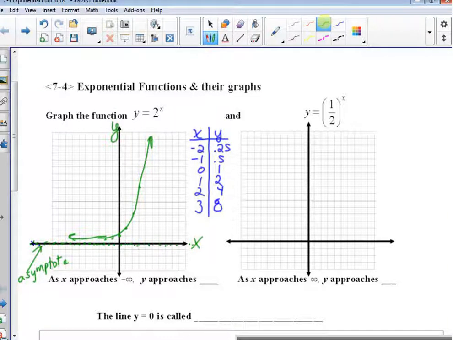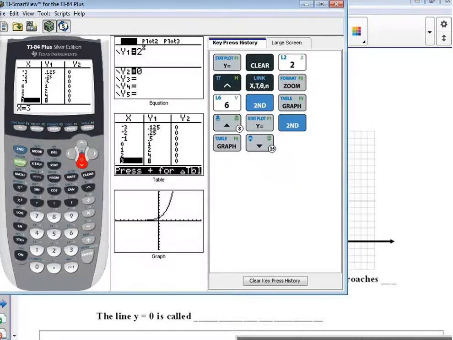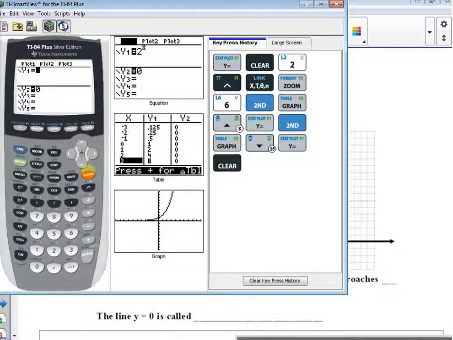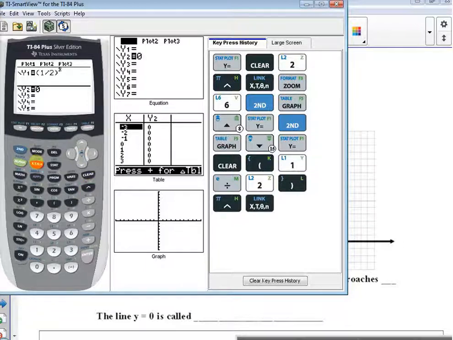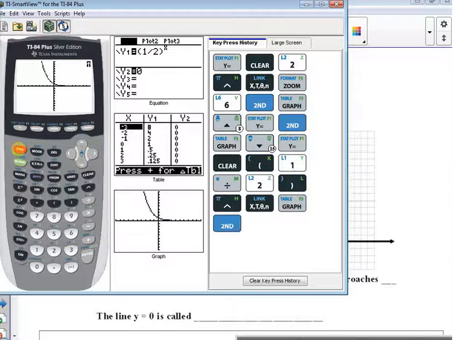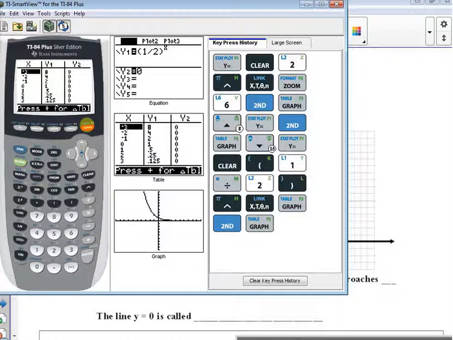On y equals 1/2 to the x, I'll go back in. Now a couple of ways to enter that in. If you're going to do 1/2, then make sure you do parentheses, like that, or you can do 0.5 in there. So when I graph that one, it looks like it just reflected over the y-axis. And you should see that happening in the points as well.